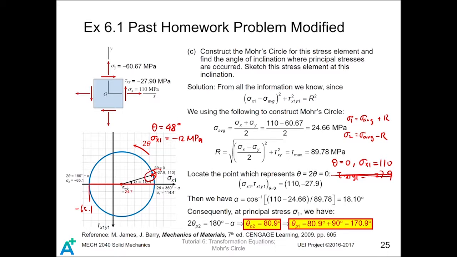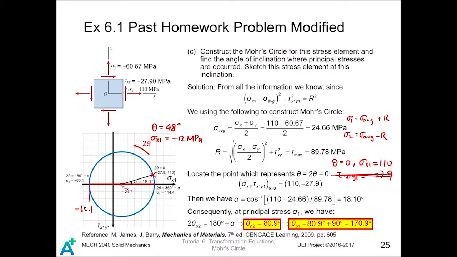Notice that although this point is lying above the horizontal axis, recall that we adopt the vertical axis to be reversed. That is, a point lying above the horizontal axis represents a negative shear stress. Therefore, we can find alpha, which is the angle between this line and the horizontal axis. Alpha equals arc cosine of (110 milliPascal minus 24.66, which is the average direct stress) divided by the radius. The result is 18.1 degrees. Consequently, we can find the principal stresses. Recall that principal stresses are the maxima and the minima of direct stress.